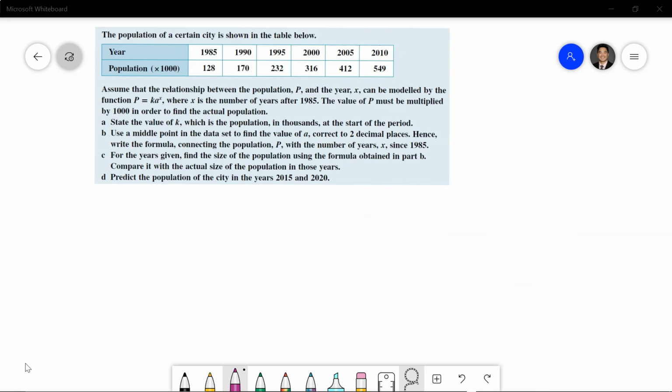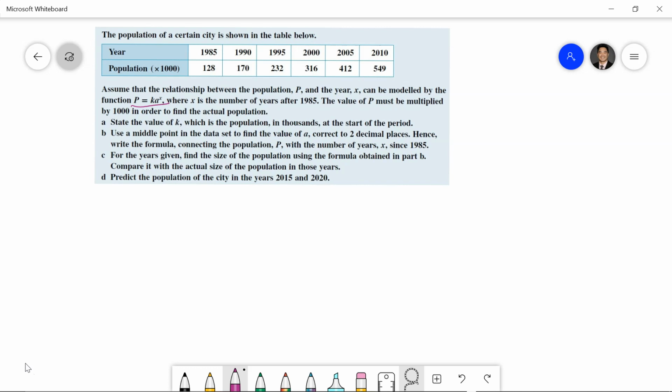Okay. So I want to finish off with one last question. Again, just using the data that we have and the formula that we're working with, P is equal to K times a to the power of x, we can solve this. Assume that the relationship between population P and the year x can be modeled by that function, where x is the number of years after 1985. The value of P must be multiplied by 1,000 in order to find the actual population. They've abbreviated that just to make the numbers a little bit easier.